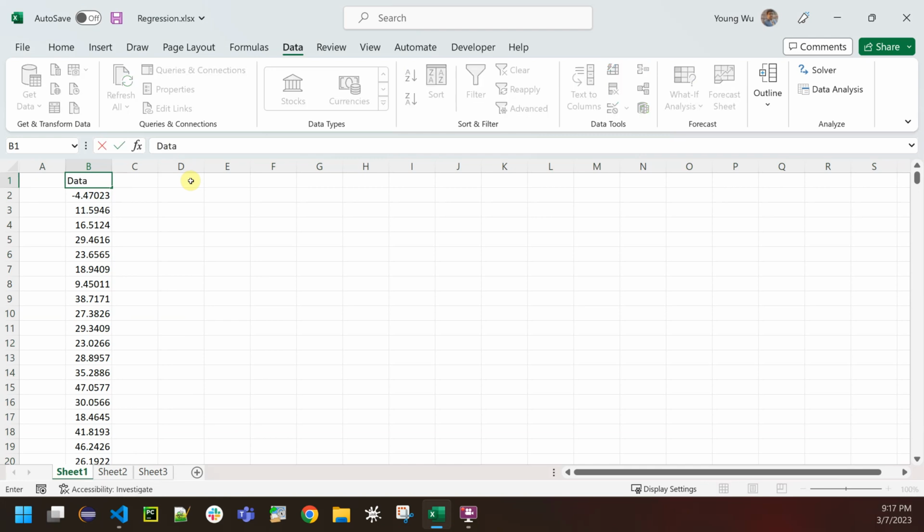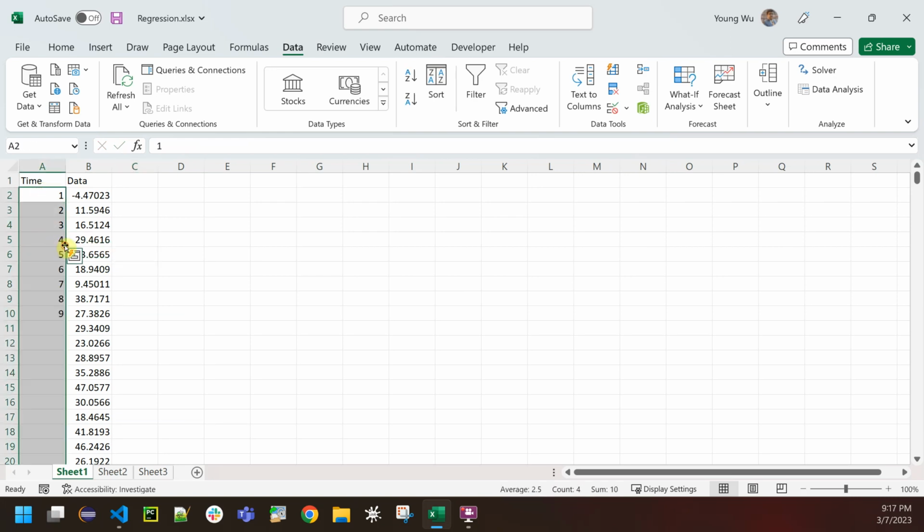And let's make a title, data. And we need another column called time. So that's basically just the time index. Let's autofill the rest. The time frequency does not need to be the same.